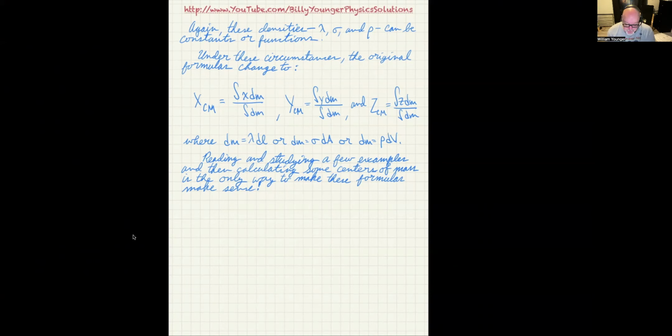Hopefully this will help you better understand what center of mass is and how it's calculated. From here on out, I'll just be doing examples.